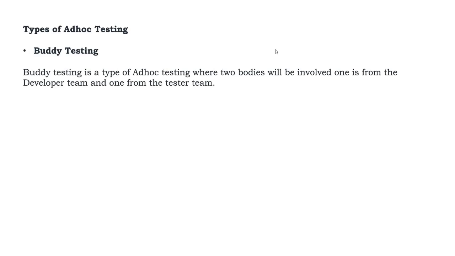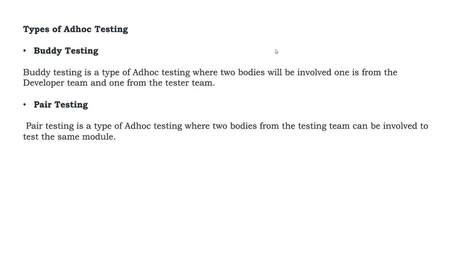Types of ad hoc testing. Buddy testing. Buddy testing is a type of ad hoc testing where two buddies are involved, one from the developer team and one from the testing team. So you will sit with your developer and then you will understand the application. You will test the application. That is called buddy testing.